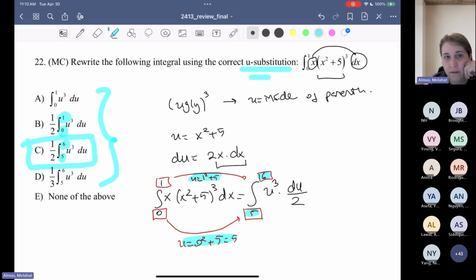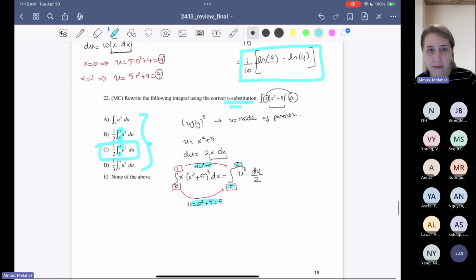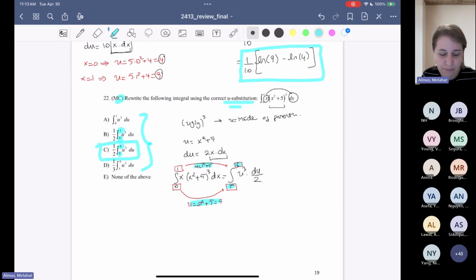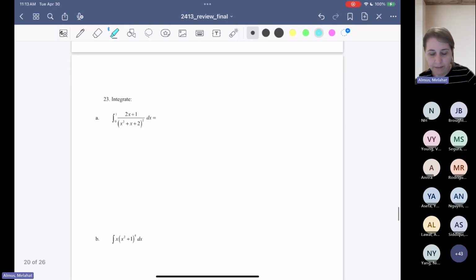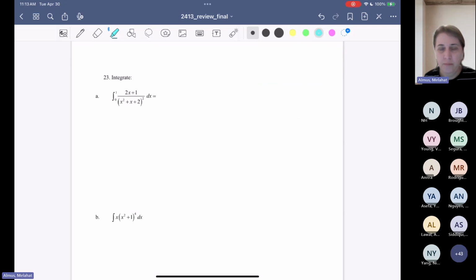So don't just apply the U sub, but keep the original limits. Okay? The rule applies to the limits as well. Okay, so I don't want anyone to miss this easy multiple choice question. All right, next. Let's focus on possible U sub problems. Again, multiple choice and free response, okay?